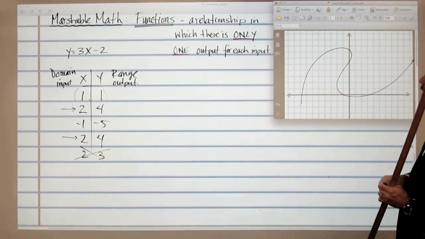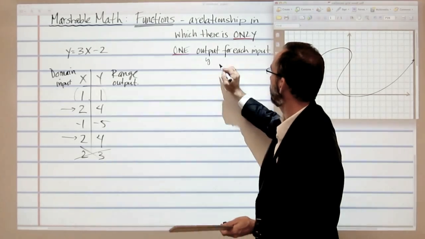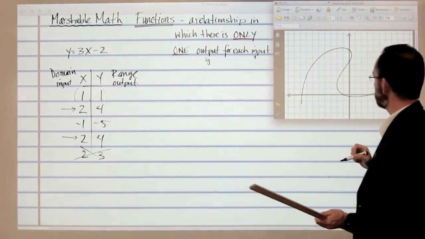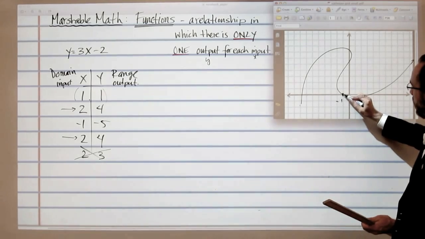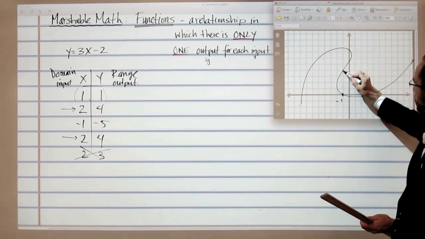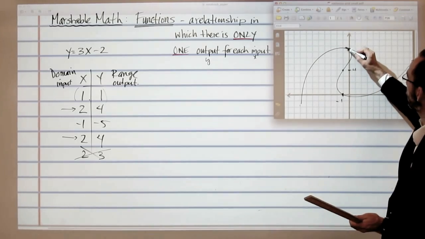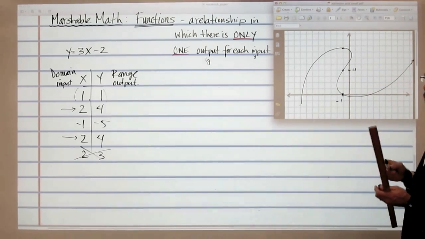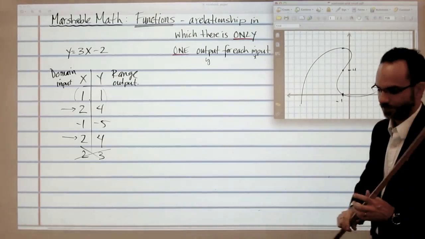Now remember what it means. There's only one output for each input. So we could say only one y value for each x value. But notice right here, for an x value of -1, I've got a y value right there, maybe at 0, and then a y value here, which is at 1, 2, 3, 4. I've got a y value of 4, and I've got another one way up here. So I've got more than one. That would be a failure of the vertical line test, not a function.